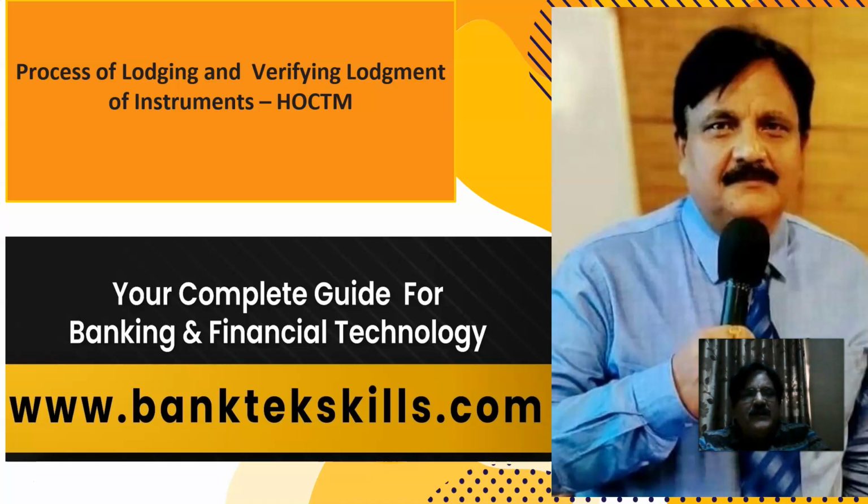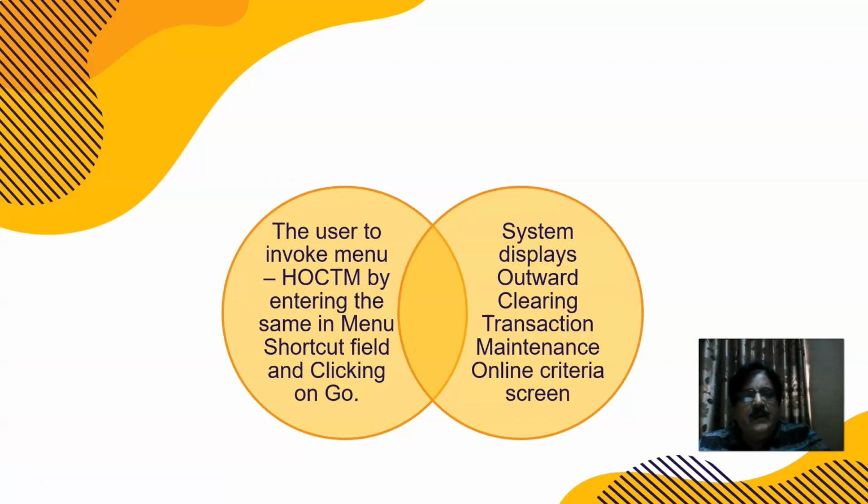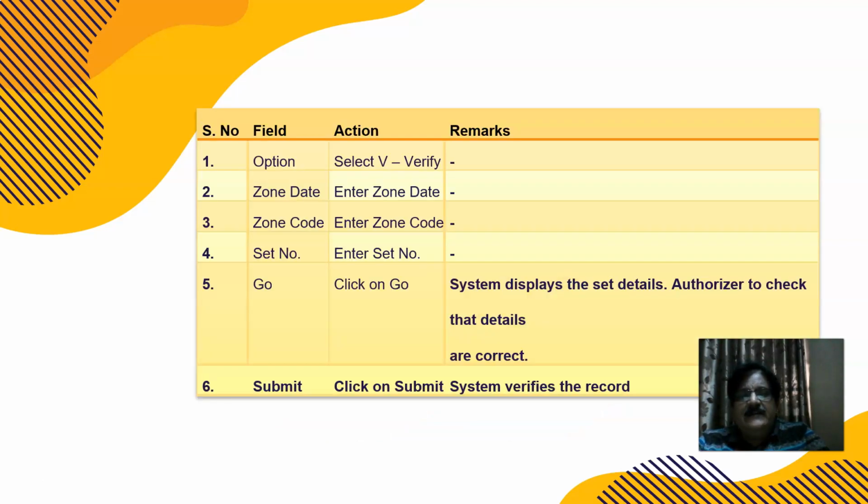So how do we have to verify the instruments? Command is HOCTM. The user invokes menu option HOCTM by entering the same in the menu shortcut field and clicking on Go. The system displays the outward clearing transaction maintenance online criteria screen, right?